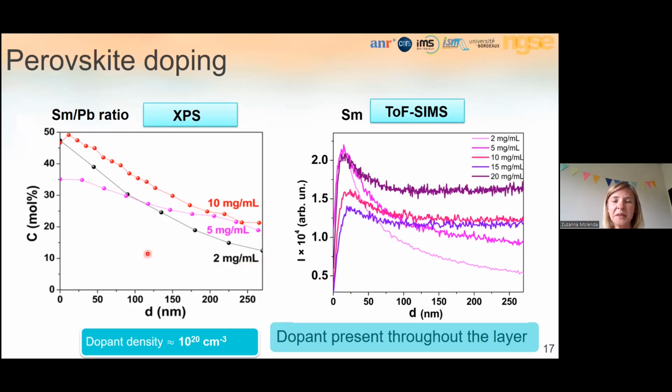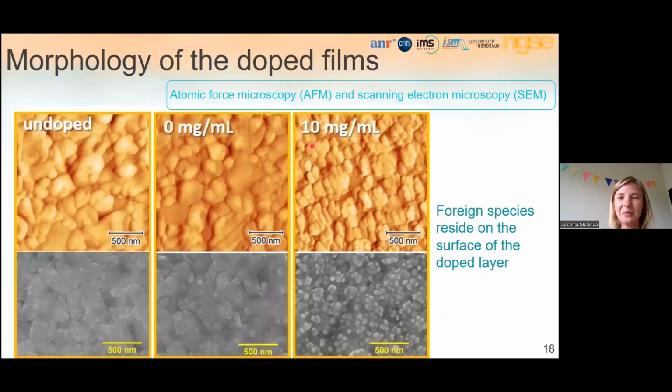Using the XPS, we calculated that the amount of samarium is around 21%, which corresponds to 10 to the power of 20 per centimeter cubed dopant density, which is in fact a little high for the standard definition of doping. Therefore, we investigated further. But before that, we investigated the topology of the sample, and we can see that, as expected, the surface was changed upon doping. There are probably some residues of samarium iodide or samarium oxide on the surface. And the 0 milligram per milliliter, I forgot to mention earlier, is the sample that is treated with the solvent of samarium iodide, just to make sure that the solvent alone doesn't alter the properties of the perovskite.